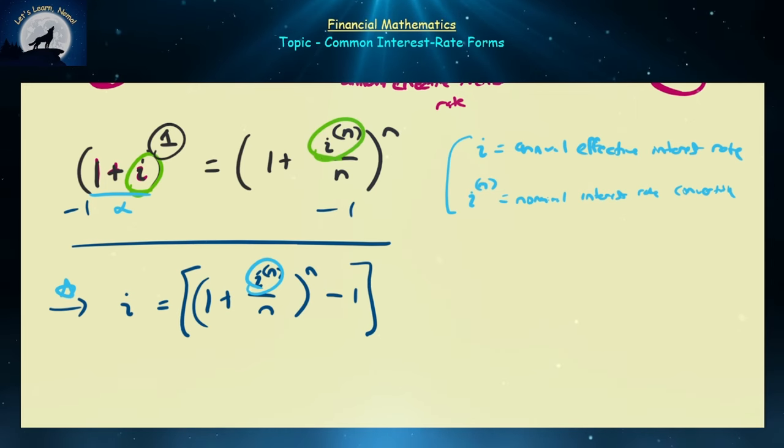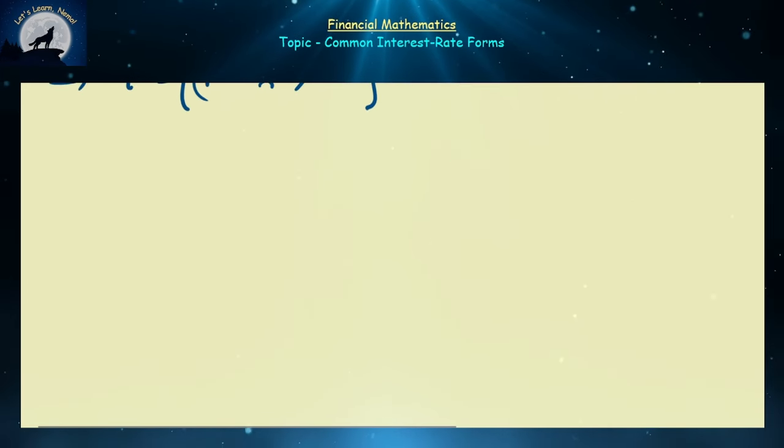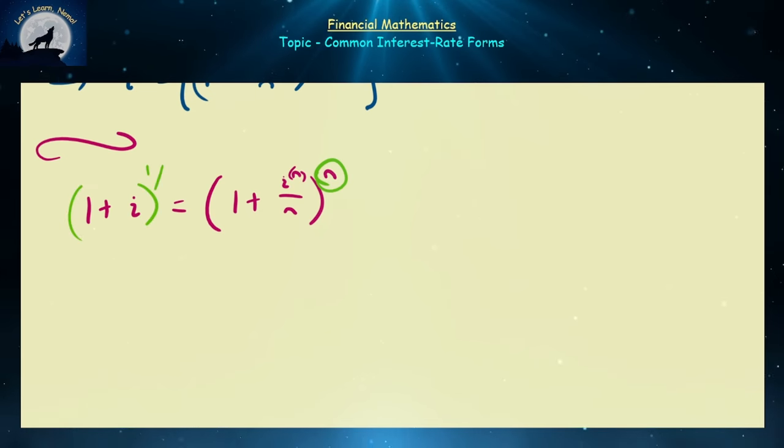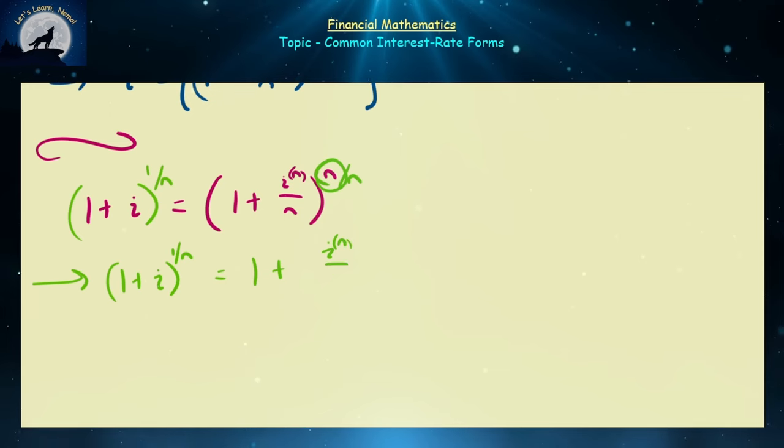So how can I solve this instead for i_n? If I want to solve this for i_n, how would I do it? What I'm going to do is write this again. So 1 plus i will be equal to 1 plus i_n over n to the power of n. The first thing that we need to do is get rid of that n. So I'm going to take the nth root of both sides, which is equivalent to dividing the powers by n. Once I have that, I'm going to have 1 plus i to the power of 1 over n is equal to 1 plus i_n all over n.